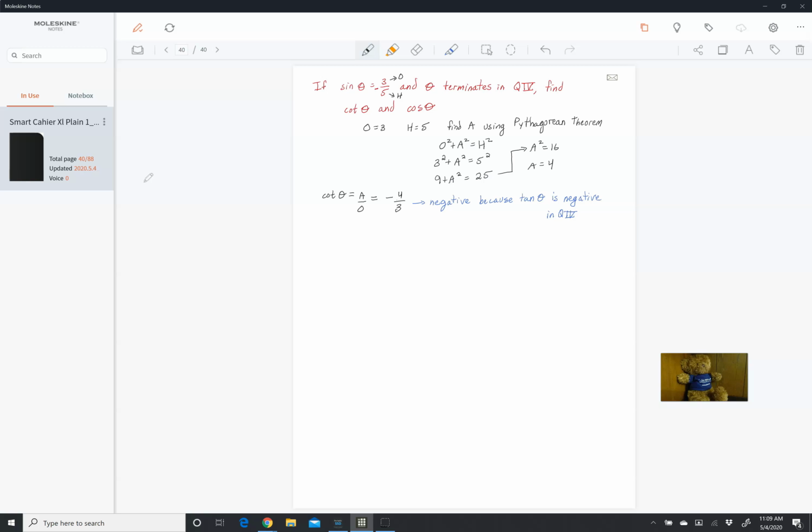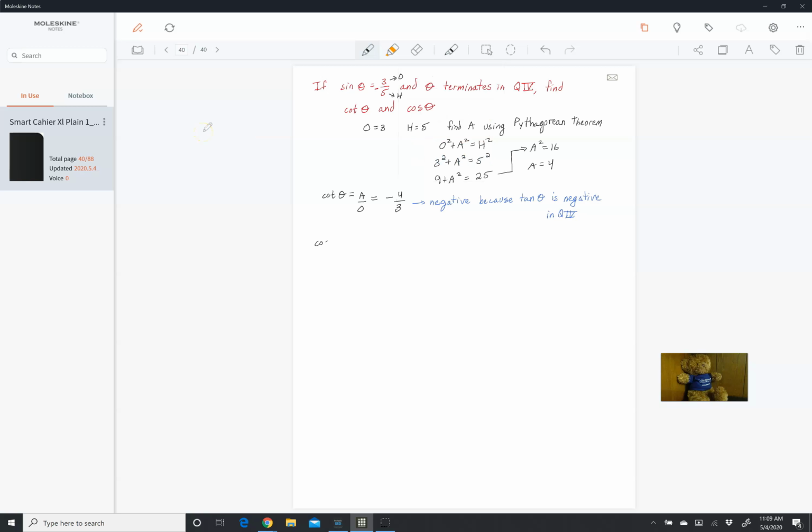Whatever the trig function is, that's what the reciprocal trig function is. So if cosine were positive, then secant would be positive. If sine were negative, cosecant would be negative, okay? So we found the cotangent of theta. Let's find the cosine of theta.